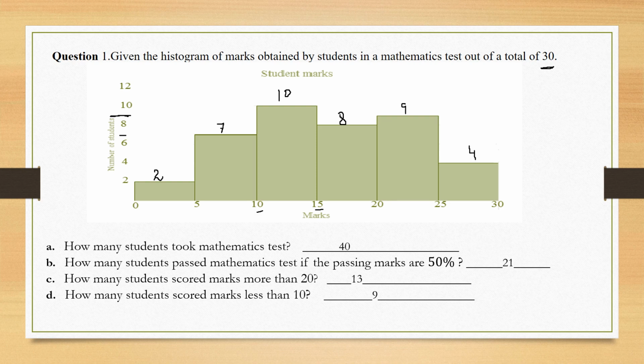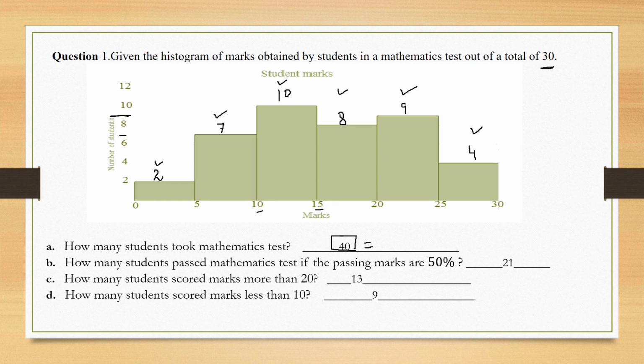Now look at the first question. How many students appeared for the mathematics test? We will count the total number of students. We add 2 plus 7 is 9, plus 10 is 19, plus 8 is 27, plus 9 is 36, and 36 plus 4 is 40. So write down the answer is 40.